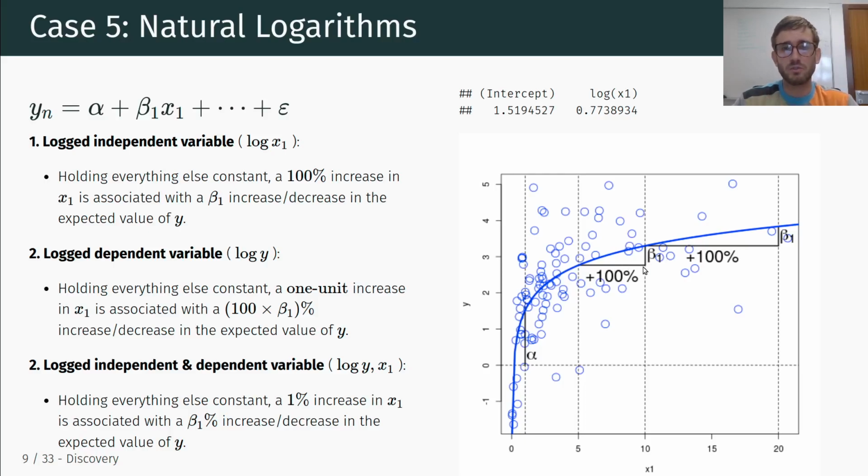So this shows you that, again, involving this logarithm leads to a non-linear relationship between y and x. The independent variable being logged means that the change can now be interpreted as the change in y that is associated with the 100% increase in x.